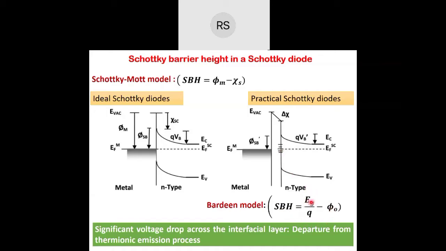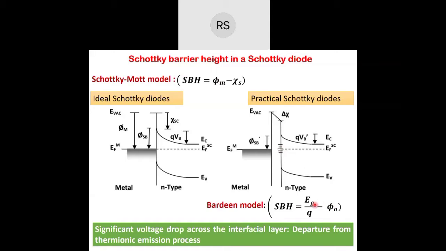SBH is equal to the difference of Eg, the band gap, minus phi naught. What is phi naught? It is the charge neutrality level. This is a special state at the interface. If the Fermi level is locked to this particular state, then the surface or the interface is electrically neutral. Otherwise, the interface will have some charges. In this case, you see, it doesn't depend upon the metal. In one case, it linearly depends upon the metal work function. In this case, it doesn't depend at all.